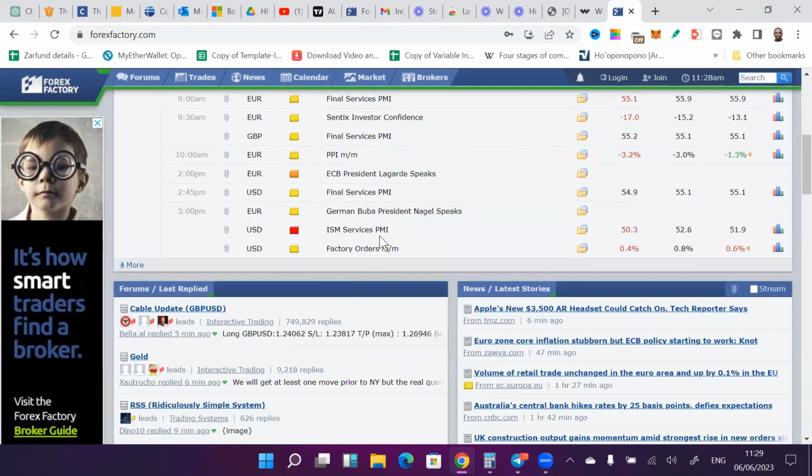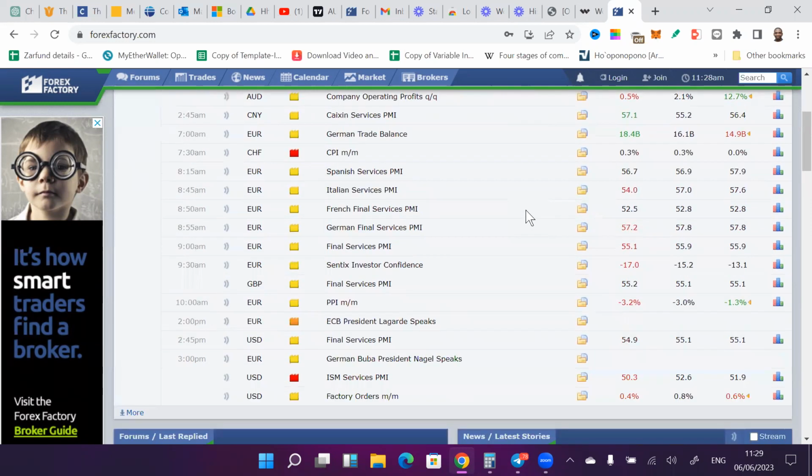There was this ISM services. We mentioned it during the class we had. During the class we had, we said the major event we have yesterday is actually ISM services, right? And this actually moved the market very significantly. The dollar began to massively sell, sold off massively once this news was released. Okay, so that's what we call economic events.